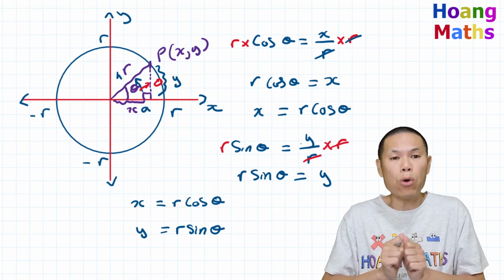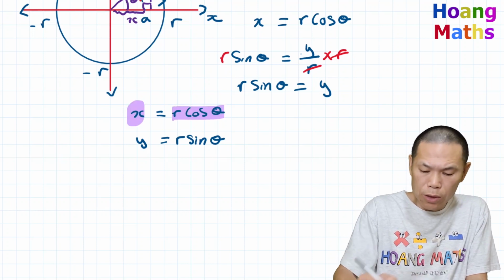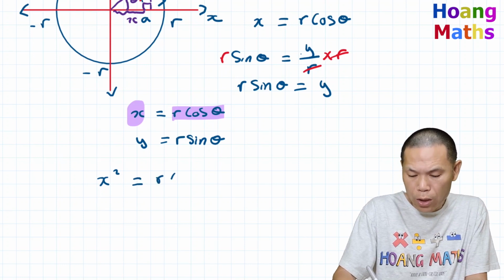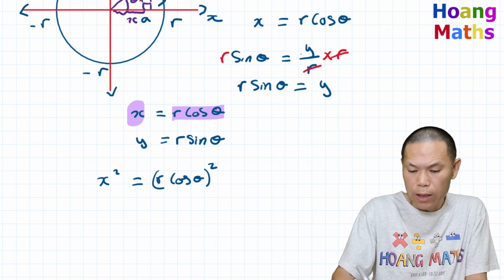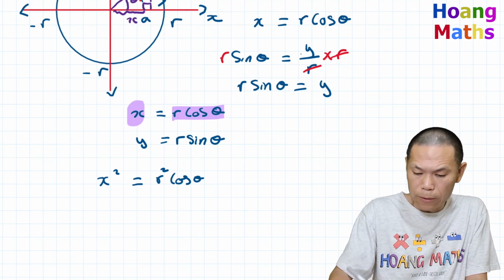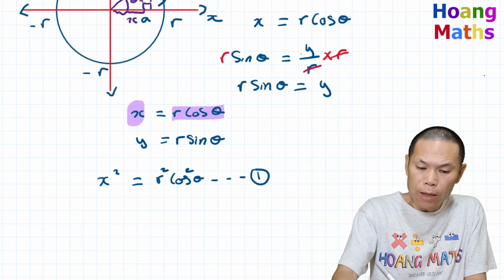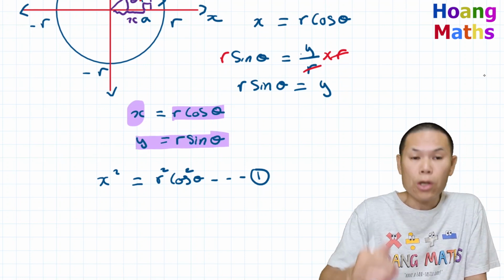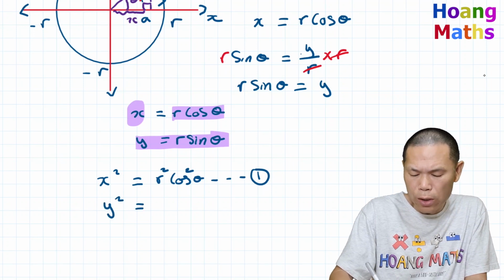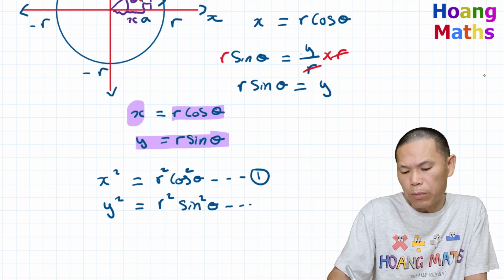Now let me square both equations. So x squared is equal to r cos theta squared, which is exactly the same as r squared cos squared theta. Let me name this equation number 1. And then let me square the other equation as well. So y squared is equal to r squared sine squared theta. Let's name this equation number 2.